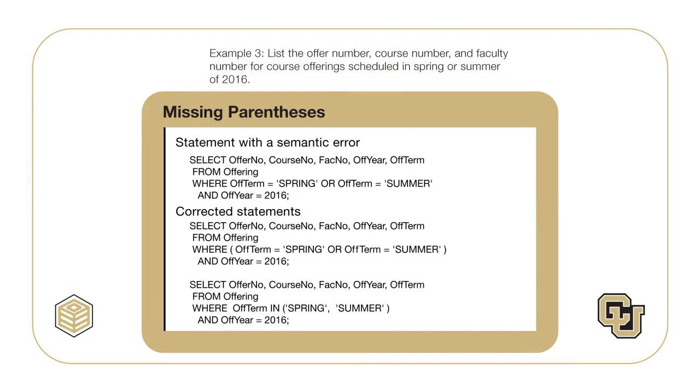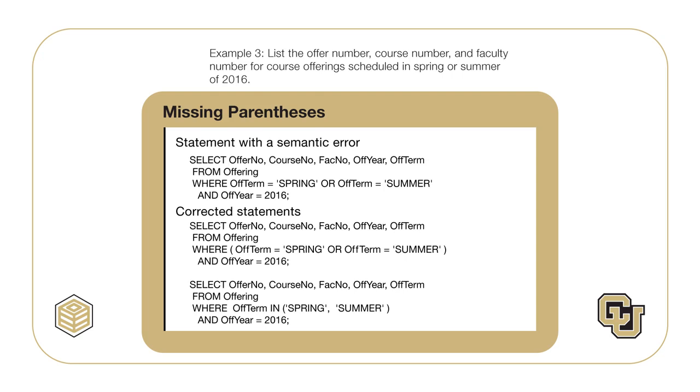Example 3 lists the offer number, course number, and faculty number for course offerings scheduled in spring or summer of 2016. The statement contains a semantic error due to missing parentheses. The statement requires parentheses to ensure that the two conditions on off term are evaluated together. Without the parentheses, the AND operator takes precedence over the OR operator.